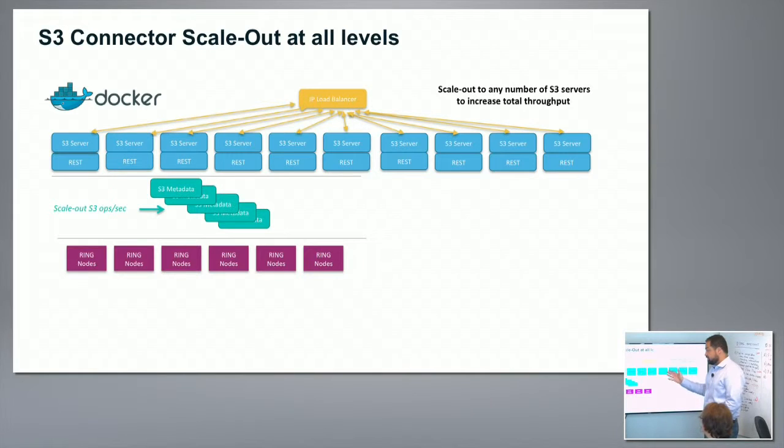And these don't have any state, so you can even start them on a VM. You can even do that on the fly. If you have a spike of traffic, just start new connectors. And you have more CPU, more memory, you can manage more sessions at the same time.